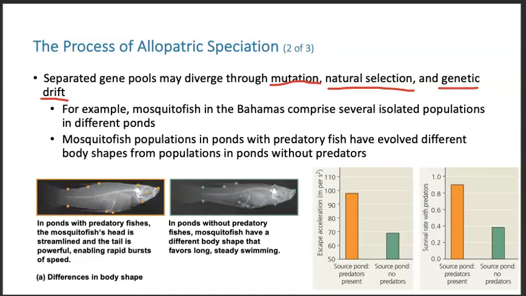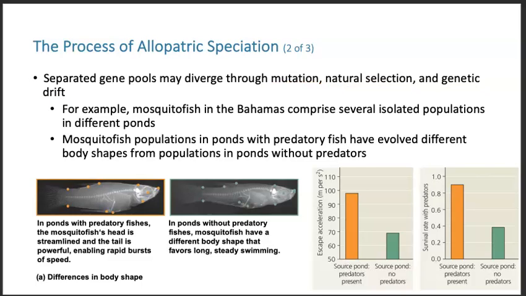Mosquitofish are found in the Bahamas. And there are several isolated populations in different ponds in the islands of the Bahamas. Mosquitofish populations in these ponds sometimes are found with predatory fish, and sometimes they're found in ponds where there are no predatory fish. And so it turns out that mosquitofish that live in the ponds where there are predatory fish look different than the ones that live in ponds without predatory fish. I like that your book has color-coded these fish with these little orange dots, and that corresponds to the orange bar here, and these green dots correspond to the green bar here. So let me explain to you what these data are showing you.